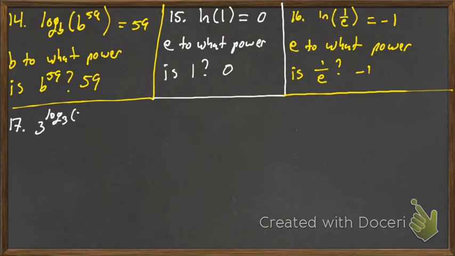3 to the log base 3 of 59. Well, you got the common bases there. Those are going to absorb, and we're going to be left with 59.